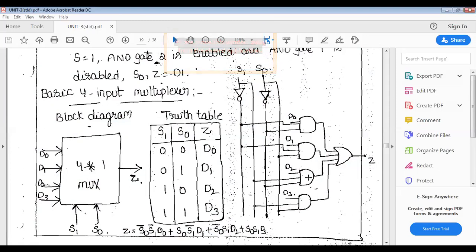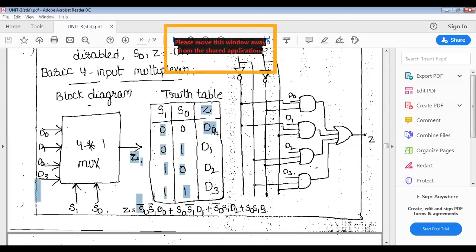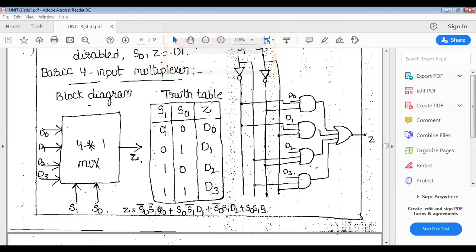Next step. We will get the truth table. Now we have to write the Boolean expression of Z. What is the Boolean expression of Z? These first 3 are a product. So S0 is 0, S1 is 0, and D0. And I am saying AND is a product. So S0 bar, S1 bar, and D0.